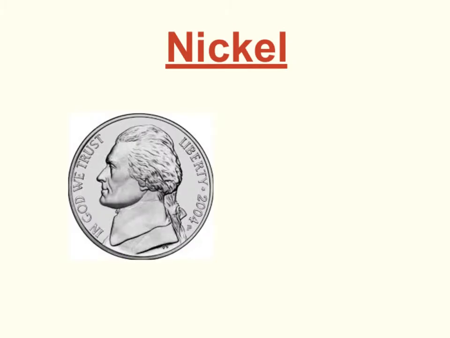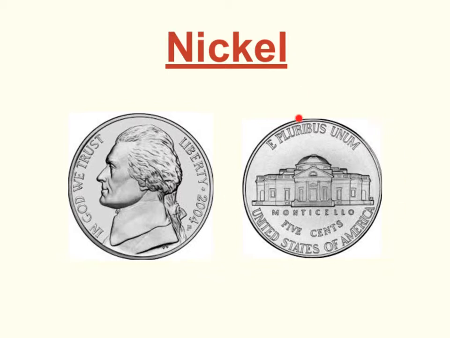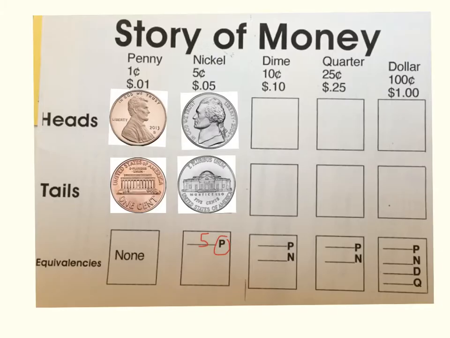Just like a penny, a nickel has a head and a tail. On the head or front of the nickel, we see a portrait of Thomas Jefferson. On the tail side of the nickel, we see a picture of his home, Monticello. I'm going to continue adding to our story of money.